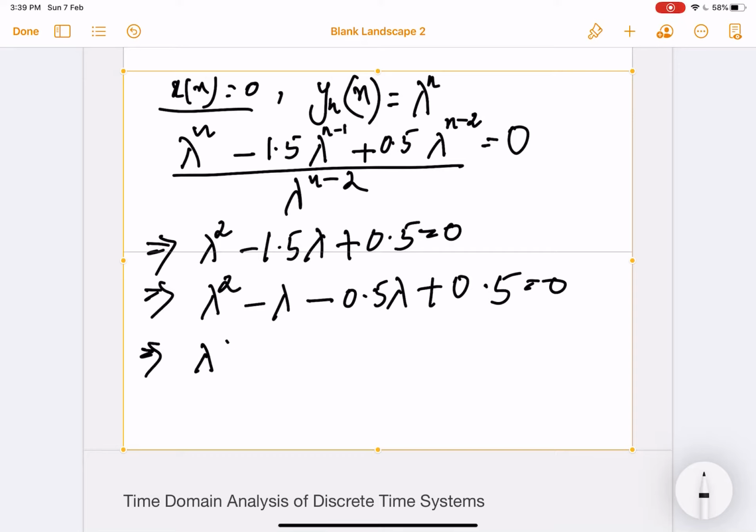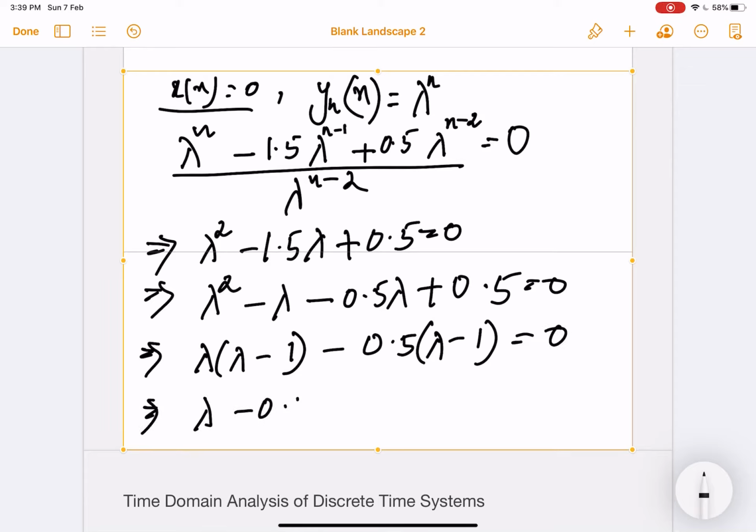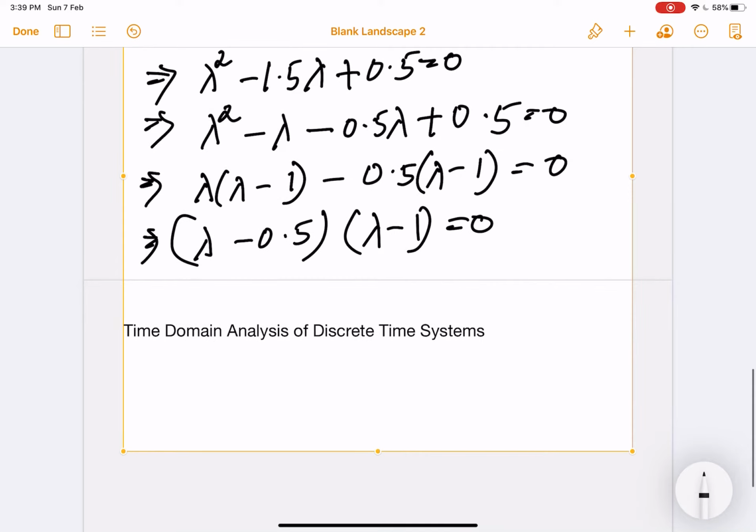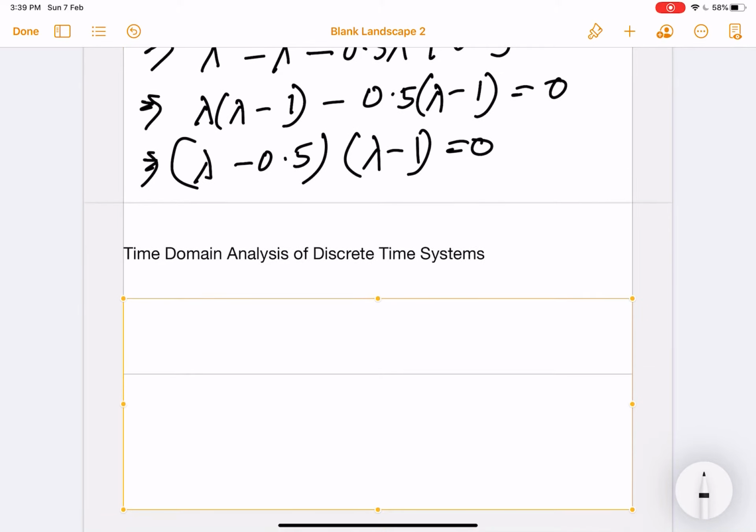Okay, so lambda is common, as we can see, and 0.5 is common over here. So we get this equation: (lambda minus 0.5) into (lambda minus 1) is equal to 0. Here lambda's value is 0.5 and 1. Like we had discussed earlier, there can be several cases like distinct roots, repeated roots, complex roots. Over here we got distinct roots, because lambda 1 and lambda 2 are two separate values.